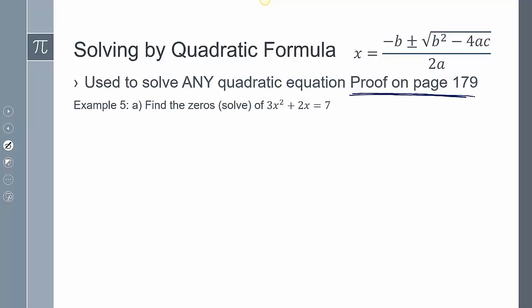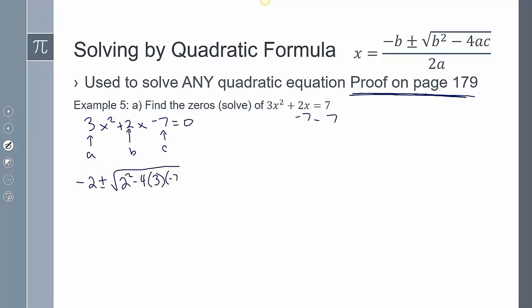So to do this, we have to first know that our equation's in standard form, and right now it's not. So you'd have to subtract 7 on both sides, and so I'd get minus 7 equals 0. Now this is my A, my B, and my C. You just need to take all of those values and you plug it in. So I get negative B plus or minus the square root of B squared minus 4 times A times C, and it's all over 2 times A. Now from there, you just want to simplify it.